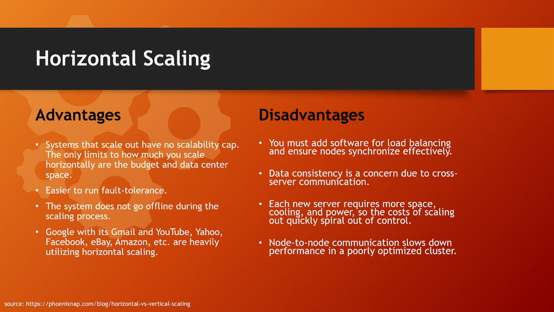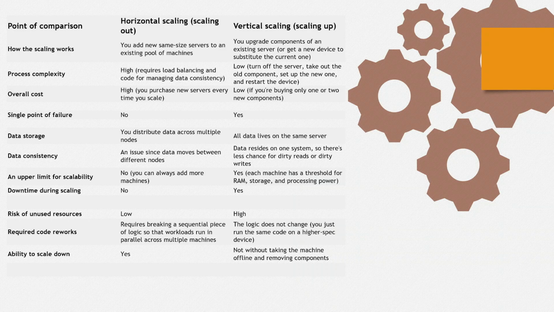Node-to-node communication slows down performance in a poorly optimized cluster. Because there is a possibility that nodes have to communicate amongst themselves, and if the cluster is not properly optimized, it can lead to performance issues. So these are some of the disadvantages of horizontal scaling. Now let's compare both vertical scaling and horizontal scaling side by side.